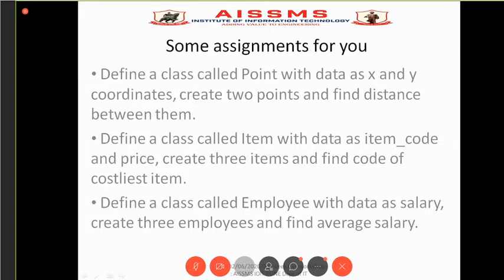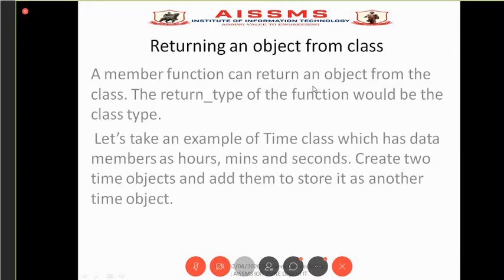The next concept is returning an object from a class. You have seen now, we returned one temporary object, the swapping AX object, and we collected it. Now the same idea is applied here.